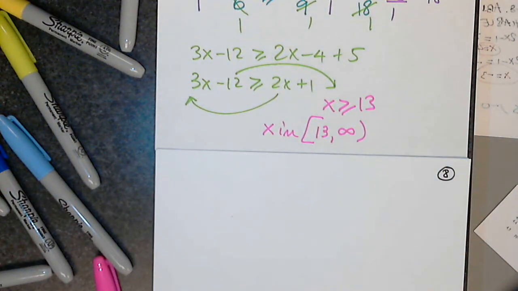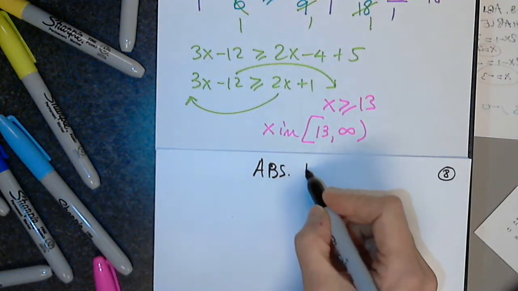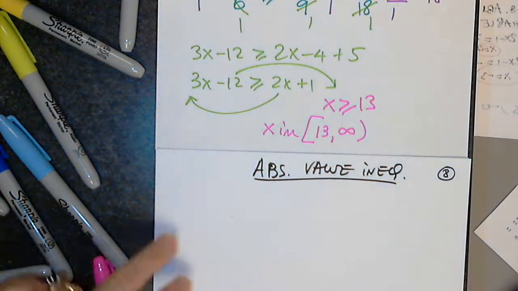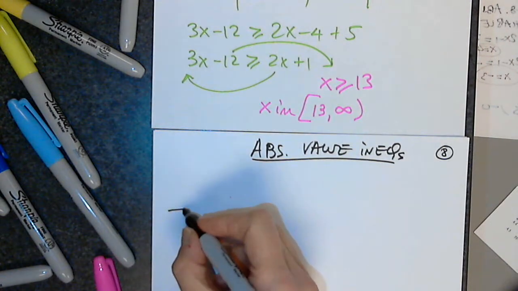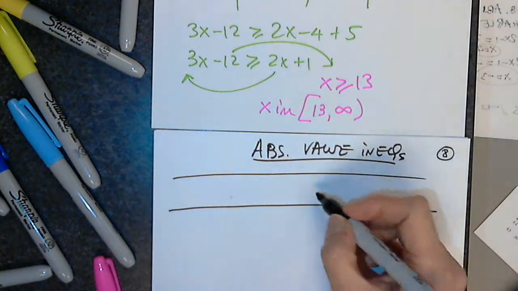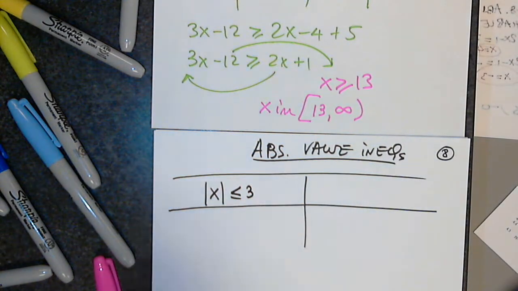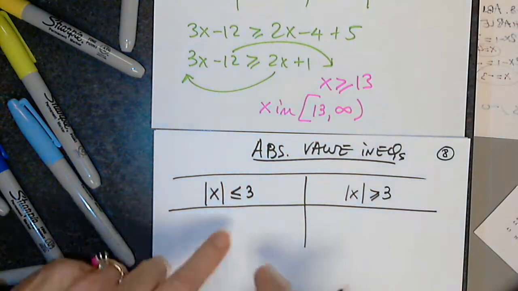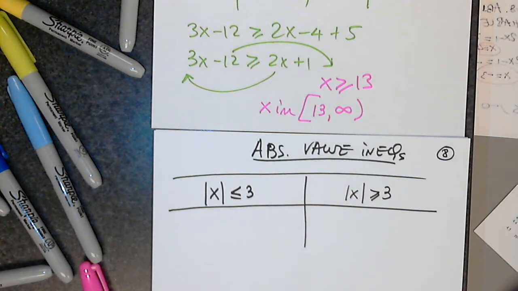Okay? Good. So absolute value inequalities. They are of two types. This type, I'm choosing a very simple example. And this type. Of course, I don't have to have the equal symbol. It can be just less than, or it can be just greater than. Okay.